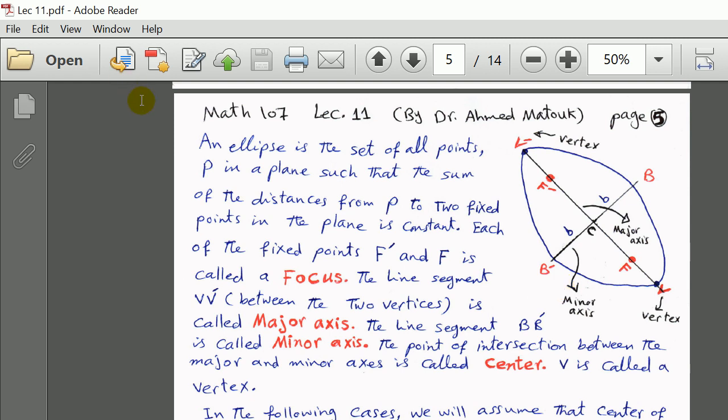Bismillahirrahmanirrahim. Today we will discuss the second case of conic section, that is the ellipse. The ellipse is a closed curve like this and contains two vertices. The line joining the two vertices is called the major axis and has length 2a.